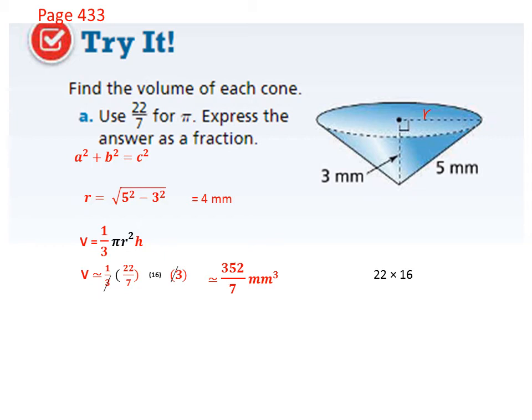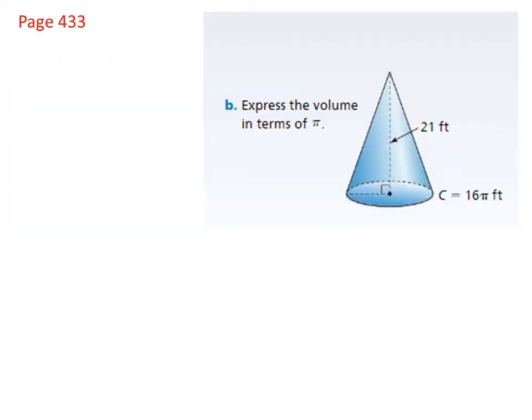Are you happy with this? Yes? Okay, go to B now. Page 433, question B. Express the volume in terms of pi. Of course, this is the volume of a cone. Look at this cone. We have the height. The height is 21 feet. We have the circumference of the base. C equals 16 pi feet. But where's the radius length? The radius length is not given. And we don't have the base area. So how to find the volume of this cone?